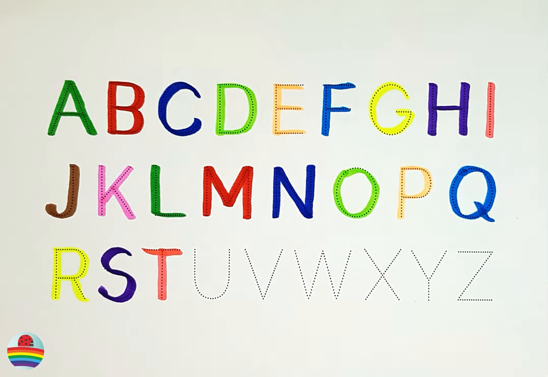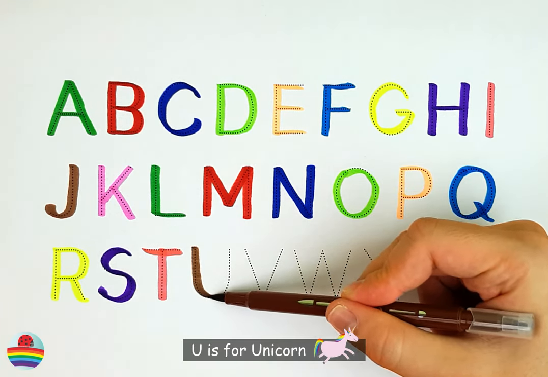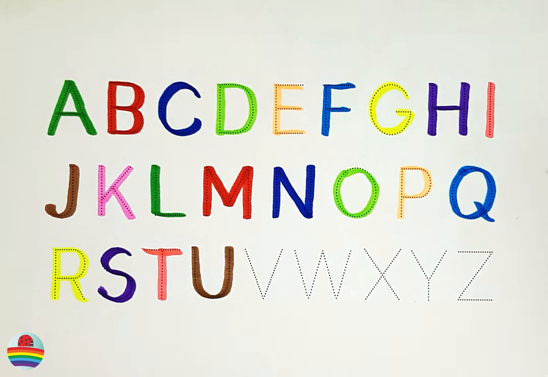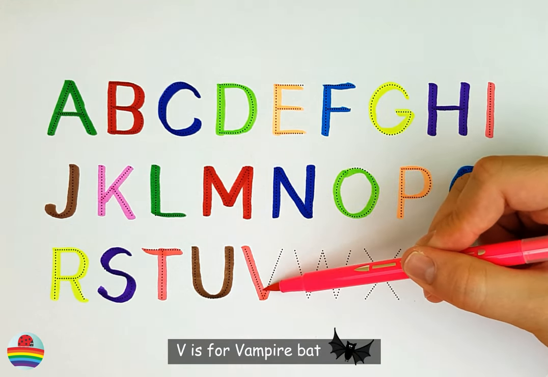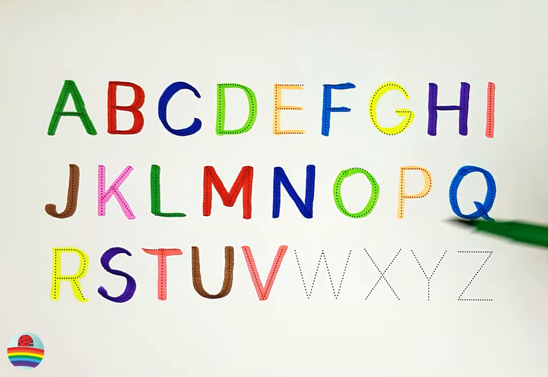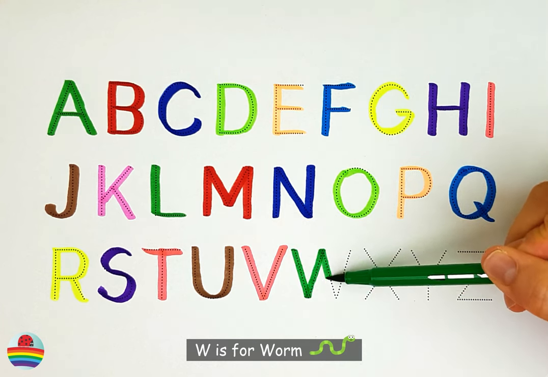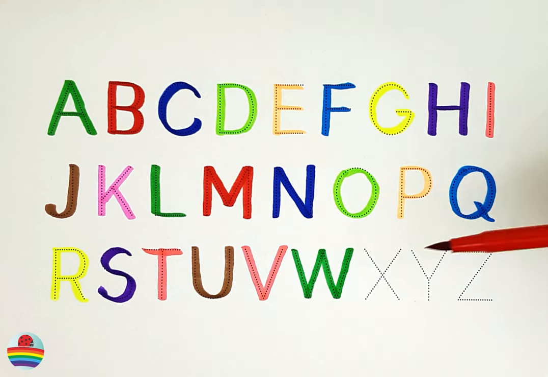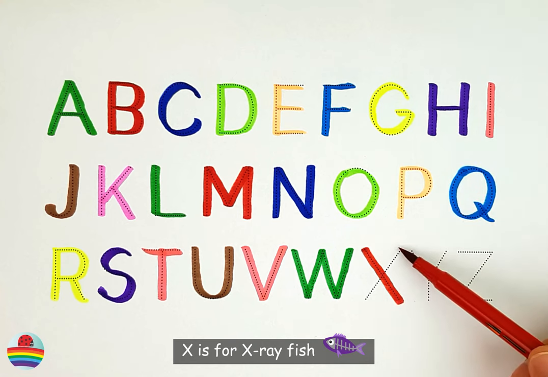U is for unicorn. V is for vampire bat. W is for worm. X is for X-ray fish.